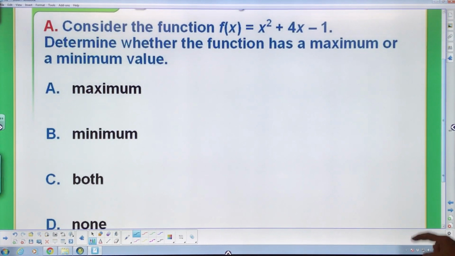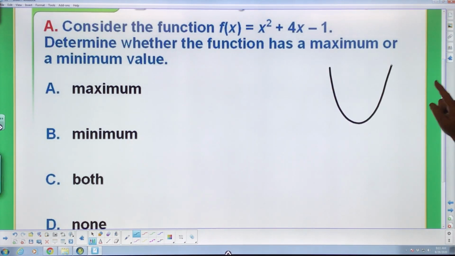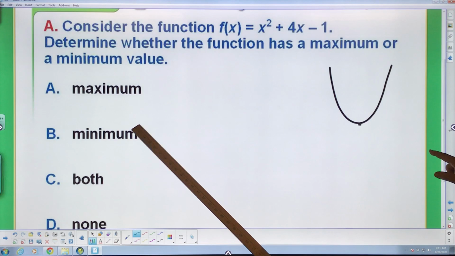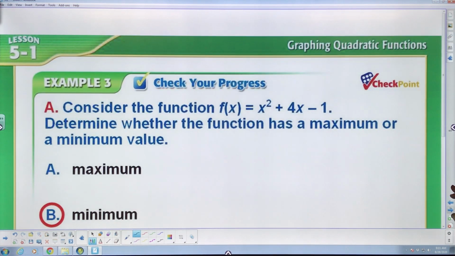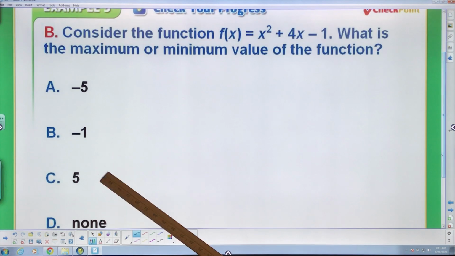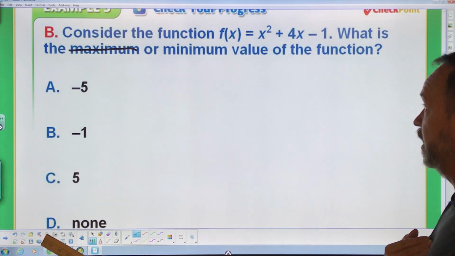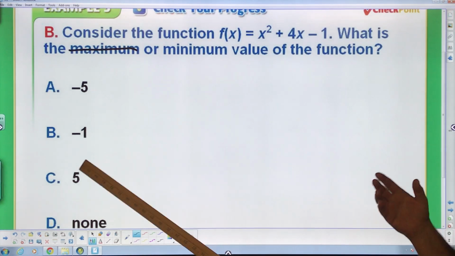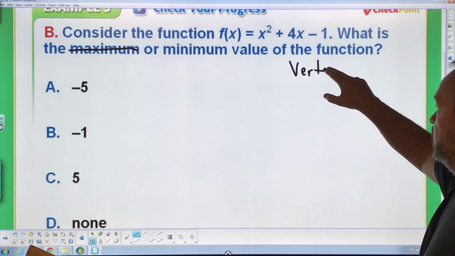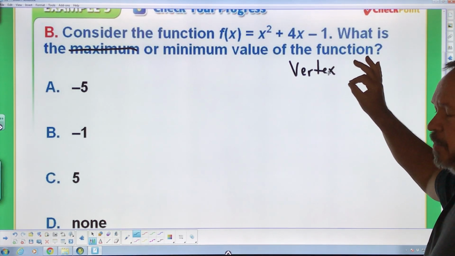Determine whether the function has a maximum or minimum value. Since a is positive, it opens up, which means it has a minimum point and a minimum value. What is the minimum? Because it says maximum or minimum, we already know it is a minimum. Well, remember the minimum occurs at the vertex. So the vertex is the minimum point, and the y is the minimum value.